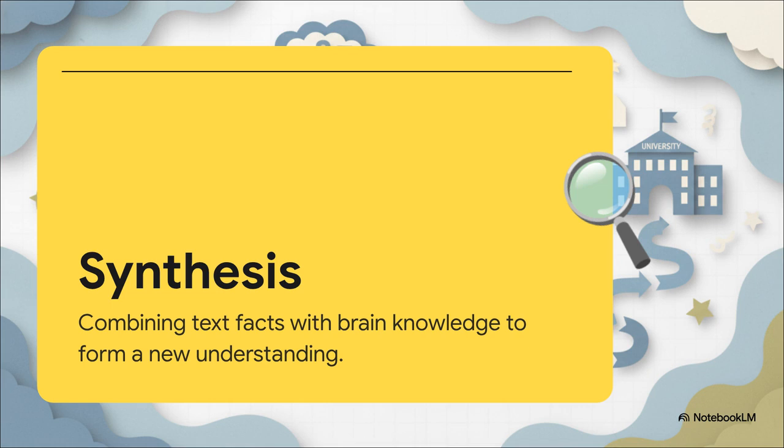Okay, now we're diving into a slightly more advanced competency where the test isn't just asking you to point to a fact on the page. It's asking for synthesis. So what exactly is synthesis? Simply put, it's combining the explicit information you just read in the text with the knowledge that's already stored in your own brain in order to form a completely new understanding. You're basically merging what you read with what you already know about the world to pick the right answer.